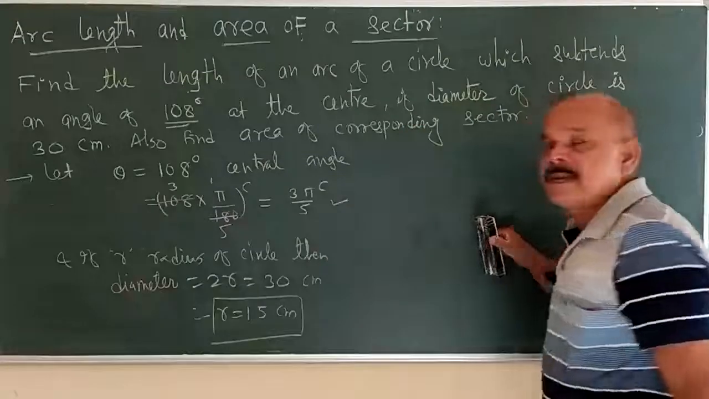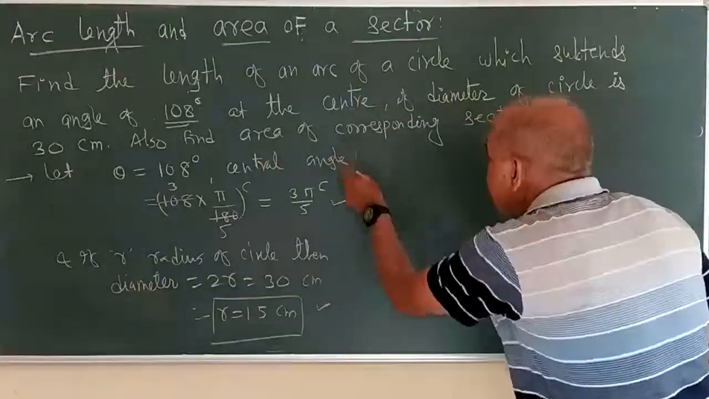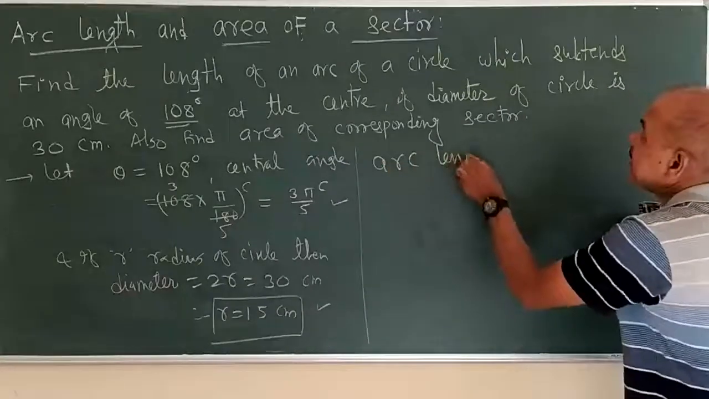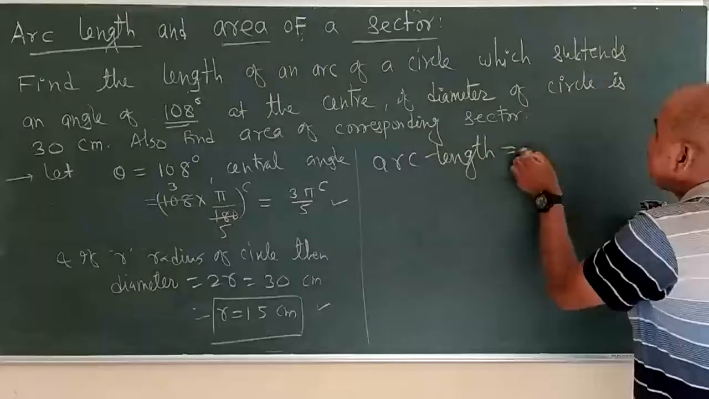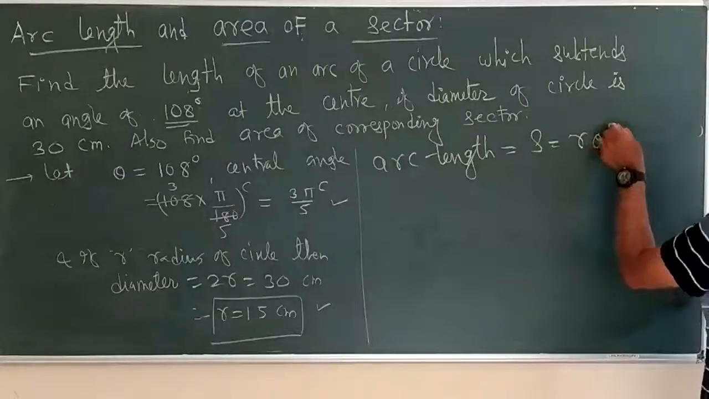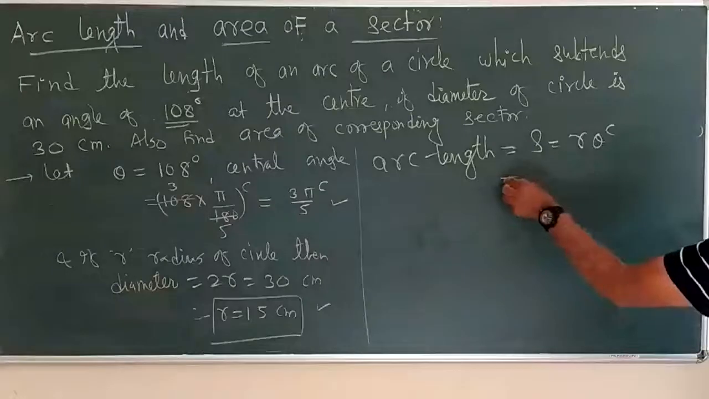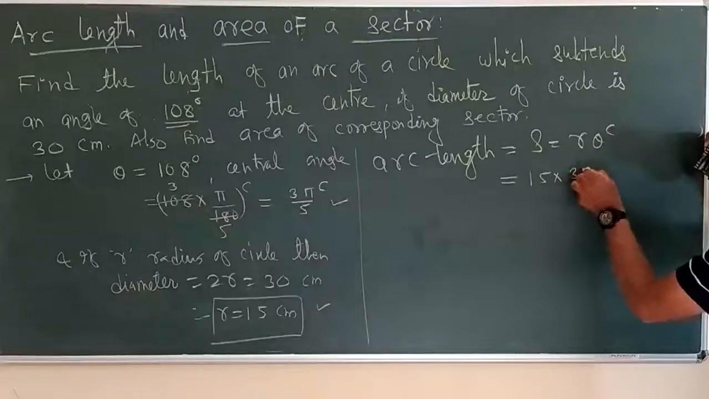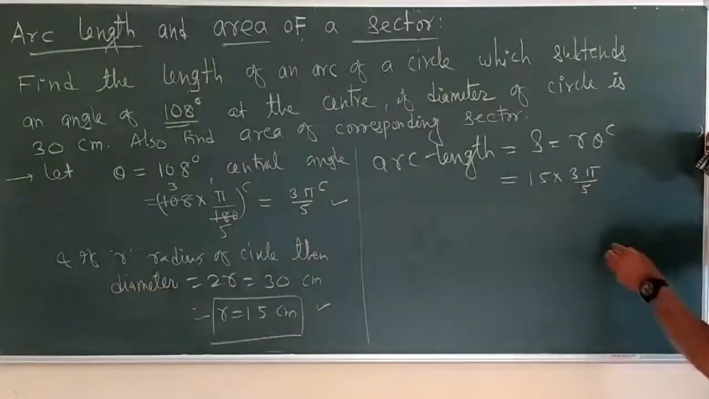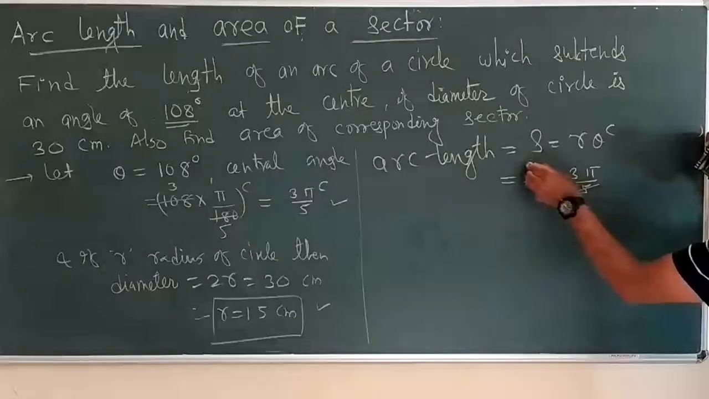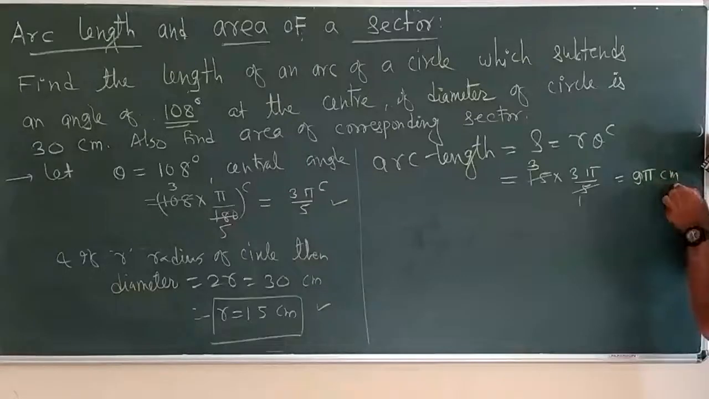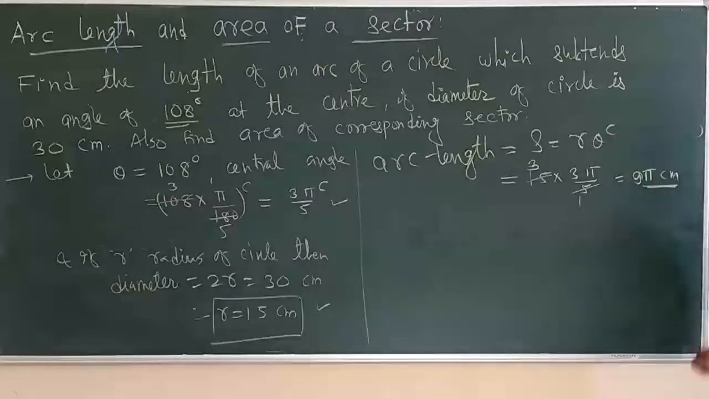You know the central angle, you know the radius, and therefore what is the arc length? The formula says arc length equals r theta, with theta in radian. If we put the values, r equals 15 and theta is 3 pi upon 5, so 5 ones 5, 5 threes, and that is equal to 9 pi centimeter, because it is arc length.